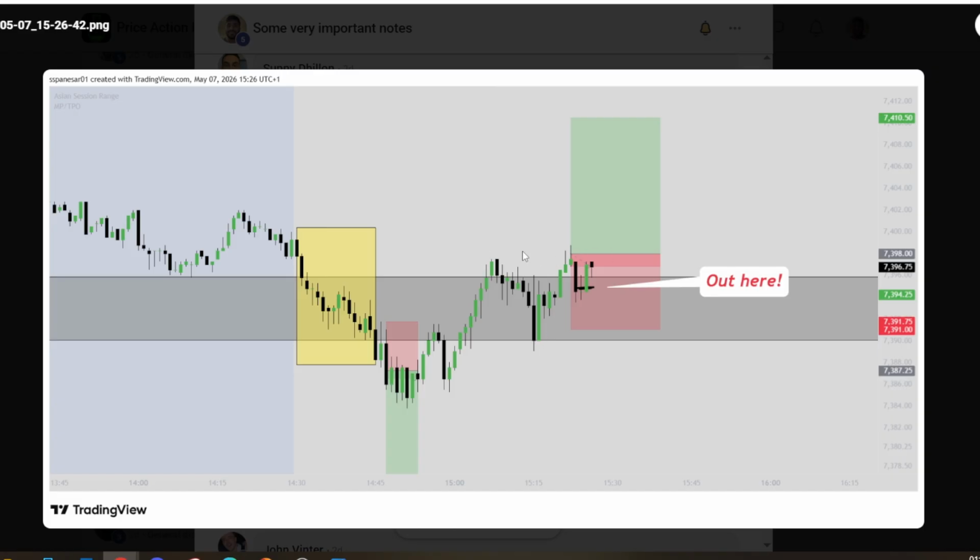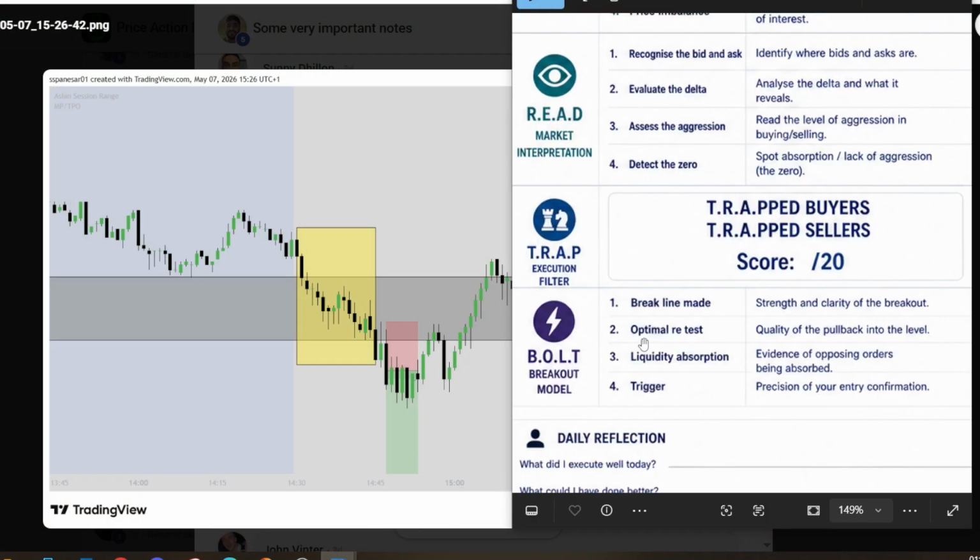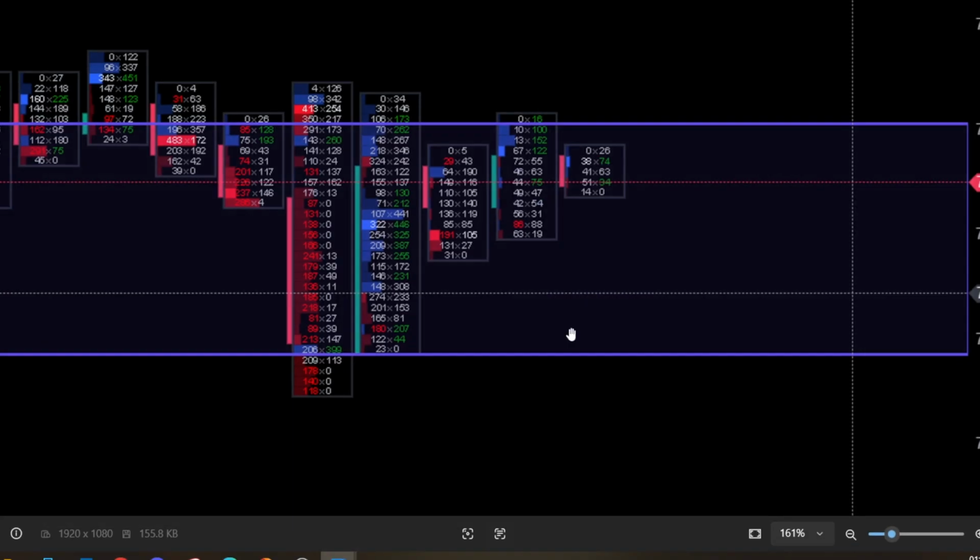So BOLT. Did we go through BOLT, B-O-L-T, last session, where we went through break? I'm almost certain we did. So TRAP actually comes before BOLT because you want to see who's being trapped, as in trader reaction. You want to actually read and interpret the trader reaction at that price before you then go and pull the trigger with the BOLT method. So we go through TRAP first. That's the reason we go through TRAP first. TRAP stands for trader reactions at price. This is your execution filter.